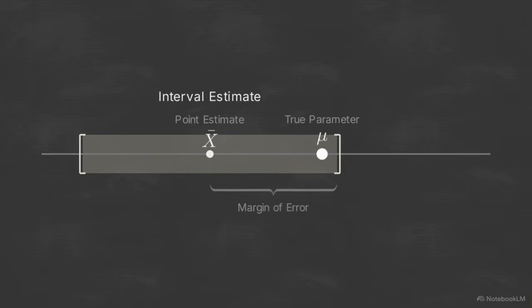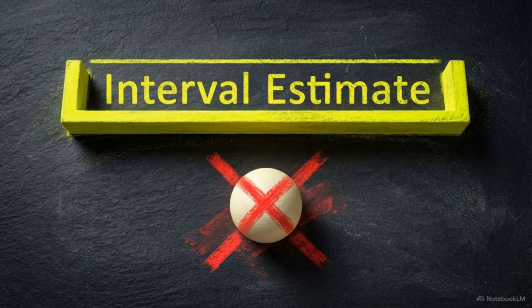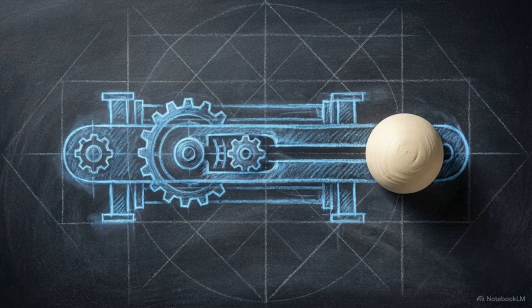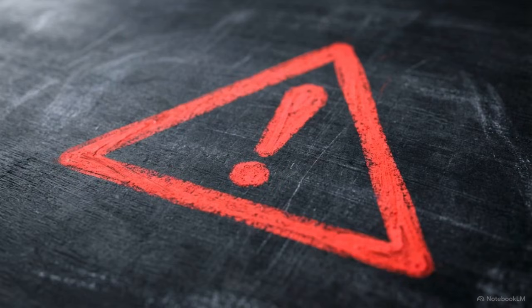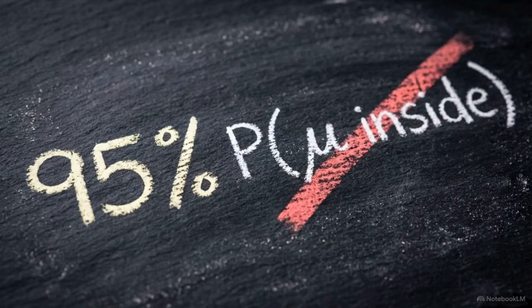But we must correct a widespread professional misconception. A 95% confidence level does not mean there is a 95% probability that your specific interval contains the true mean. The population mean is a fixed reality, not a variable. It is either inside your brackets or it isn't. This animation illustrates the strict frequentist definition of confidence.